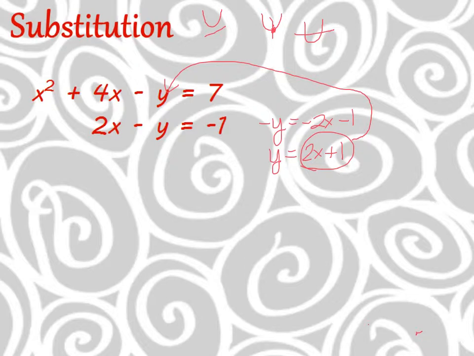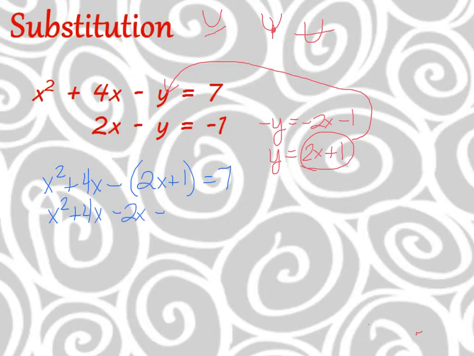Okay, so now what I have on this top equation is an x squared plus 4x minus, and be really careful with this, I find a lot of errors with this part right here. You're going to subtract that entire quantity. So that minus sign is going to affect both of those terms. So we end up with an x squared plus 4x minus 2x minus 1 equals 7.